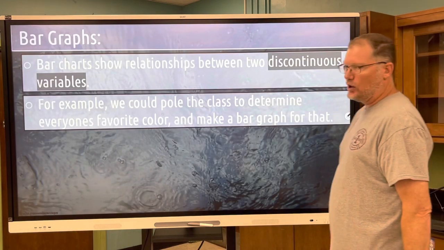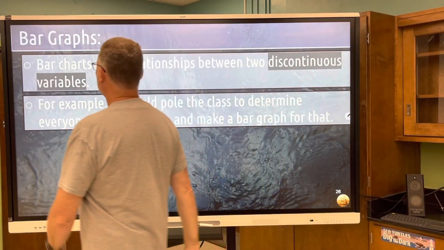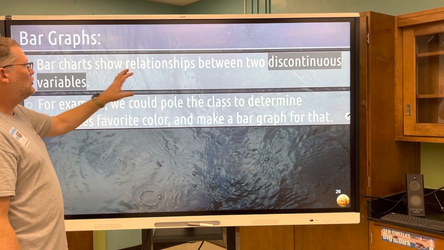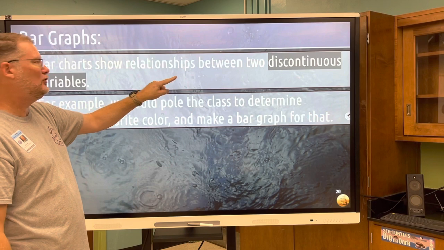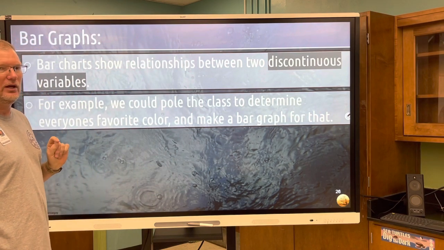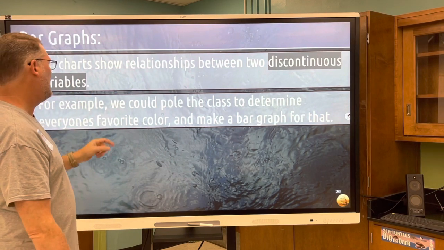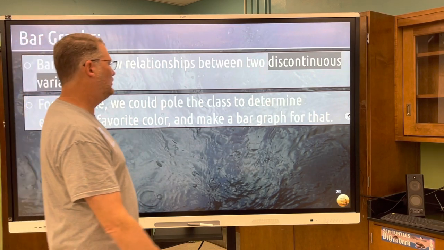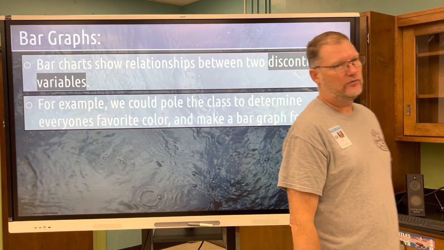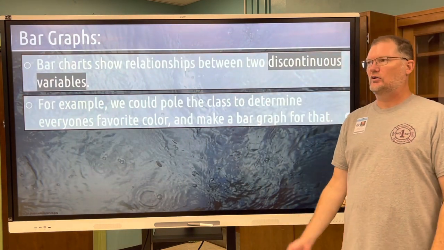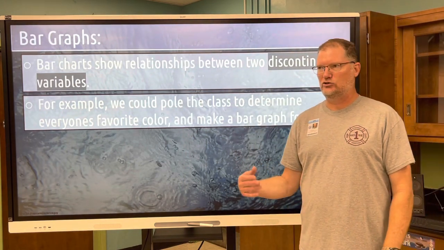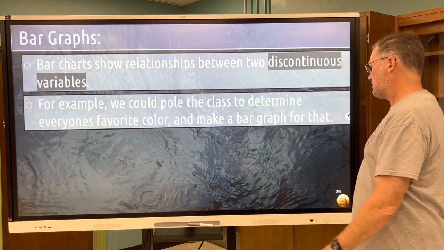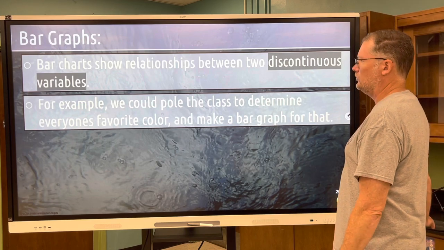All right, moving on to bar graphs. Bar graphs or bar charts, same thing. They show relationships between discontinuous variables. For example, we could poll the class to determine everyone's favorite color and make a bar graph for that. So this is unrelated to a change over time, that kind of thing. Discontinuous.